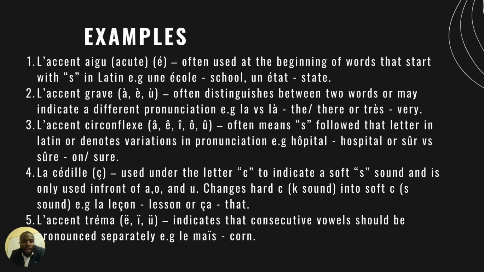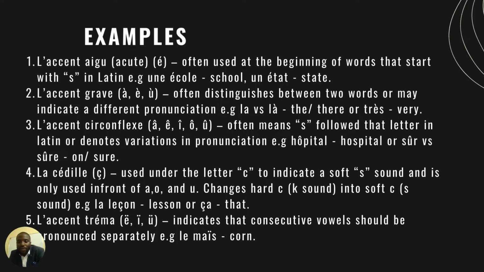Then we have what we call l'accent cédille. La cédille is a C with a tail, a normal C with a tail. It's used under the letter C to indicate a soft S sound and is only used in front of A, O, and U, meaning those are the only vowels that follow the C with the tail.